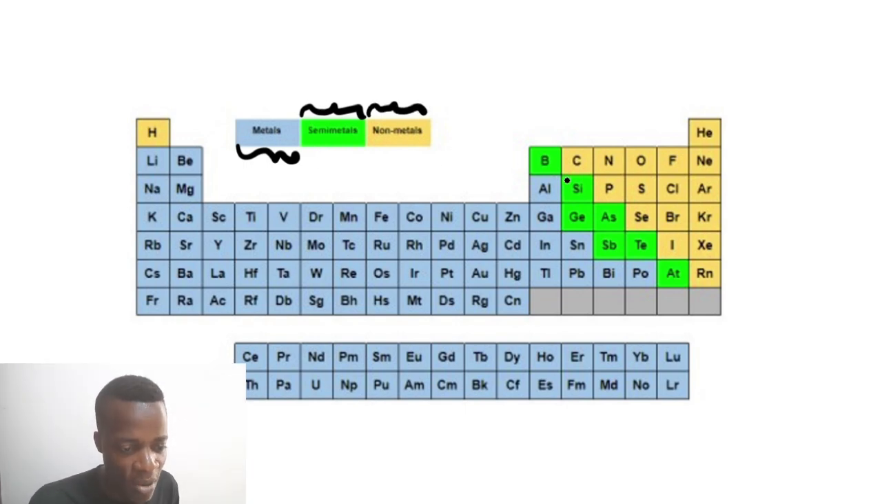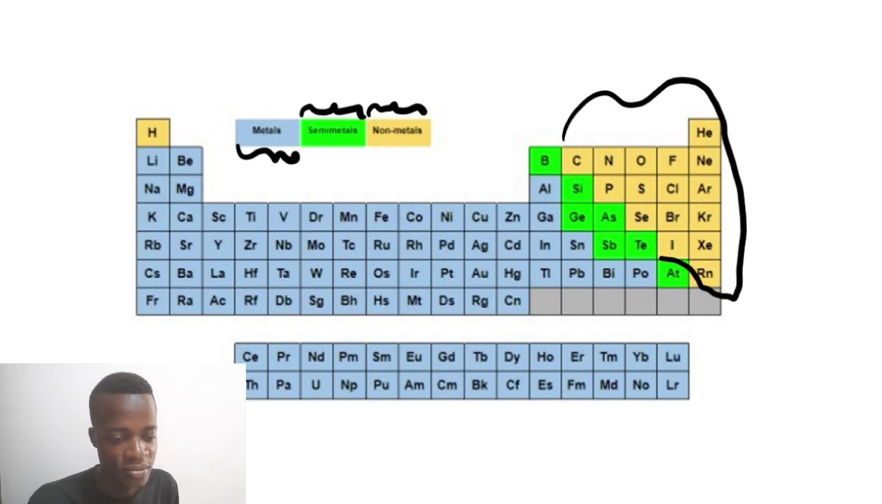The semi-metals are the green ones: boron, silicon, germanium, arsenic, antimony, tellurium, and astatine. But if you go to the metals, all these elements that are in the blue, including the lanthanides and actinides or the F block, they are all metals. So these are all metallic elements. Non-metals, we see hydrogen here, and all these guys are non-metals. This is what you have to know, and you have to know the semi-metals as well.